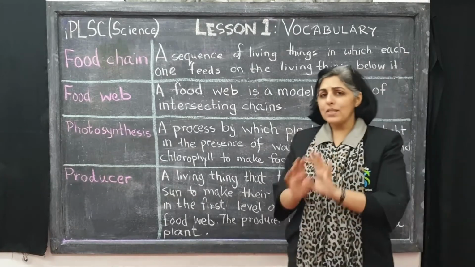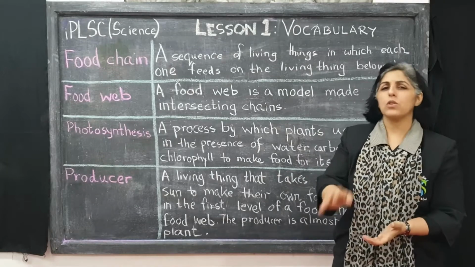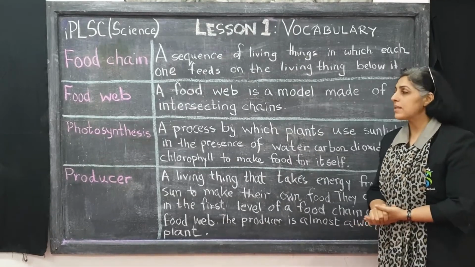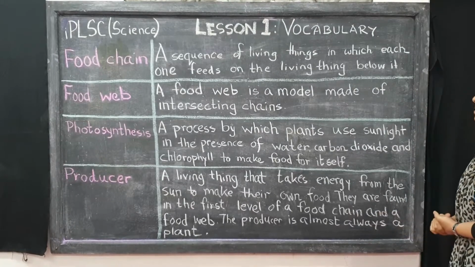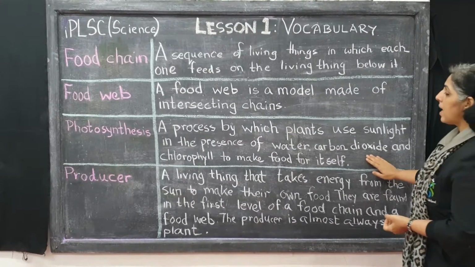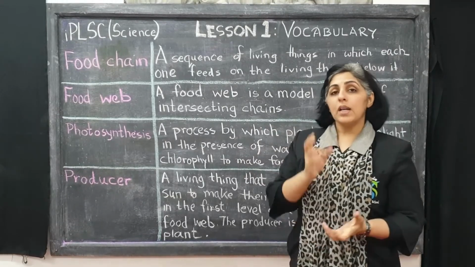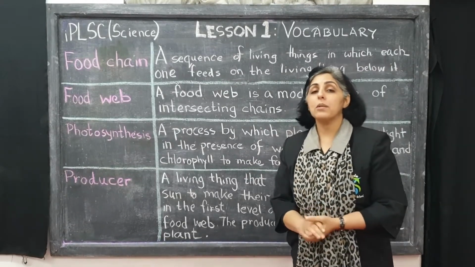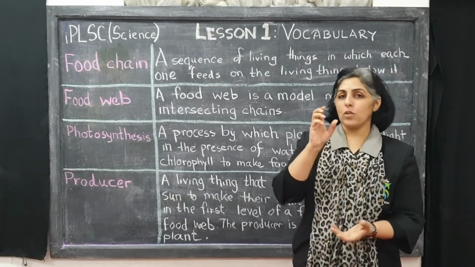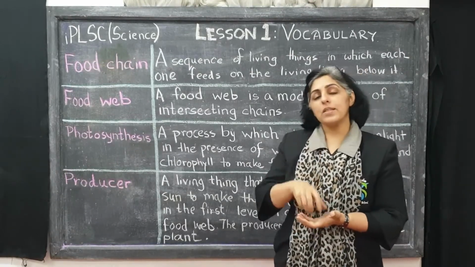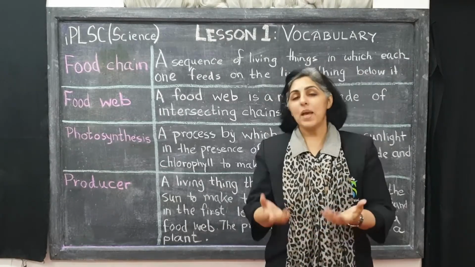Even though we have not done this in detail in this lesson, this is something that you know. Just a quick reminder of what photosynthesis is. A process by which plants use sunlight in the presence of water, carbon dioxide and chlorophyll to make food for itself. Remember, green plants are the ones that can make food for themselves because of the green substance called chlorophyll. It is the presence of chlorophyll in a plant or a leaf that helps the plant make the food for itself.